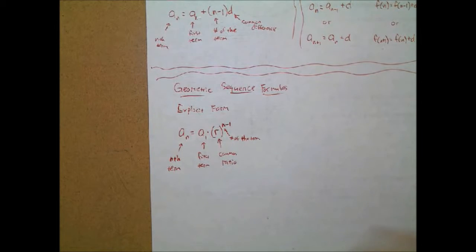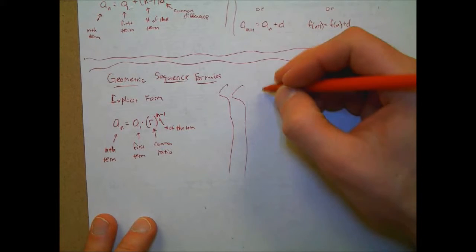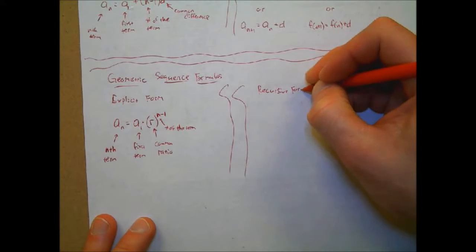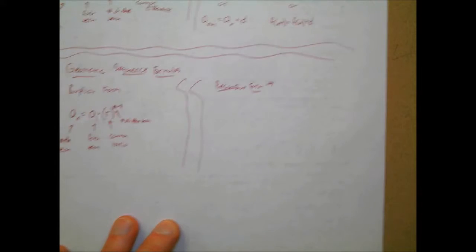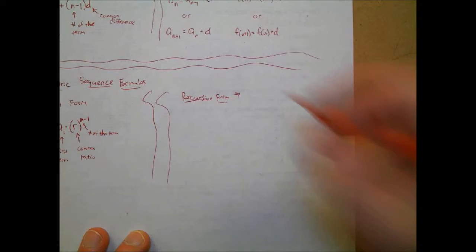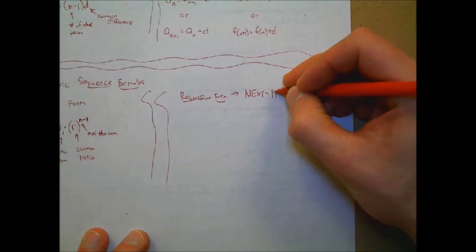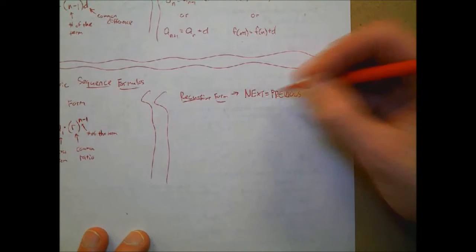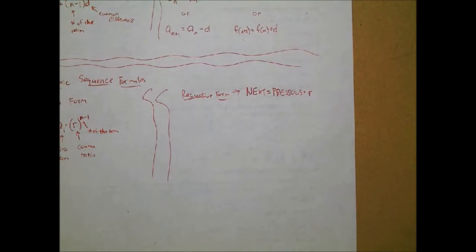All right, and of course then we have a recursive form as well for this. Okay, so again, recursive form. In this case, the big idea, and again, I'll zoom in on this one, is that the next term is equal to the previous term times r. Next is equal to previous times r. That's all the big idea for recursive form is.